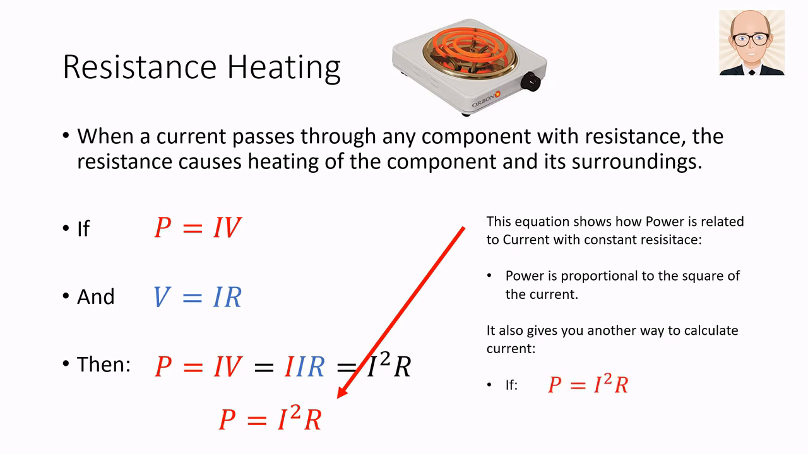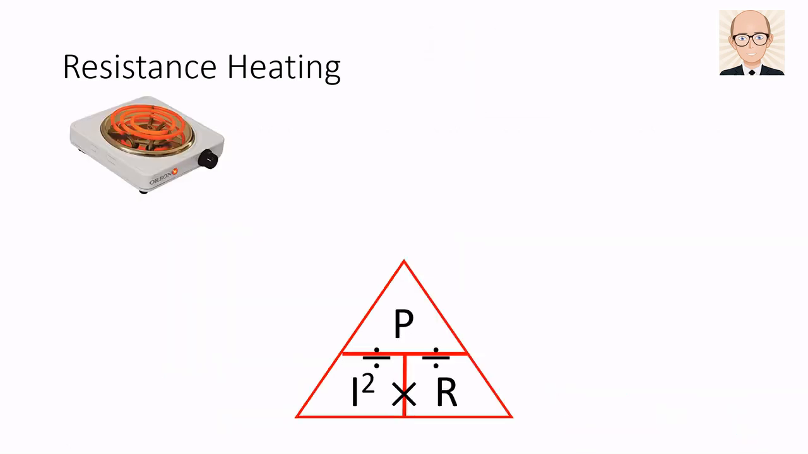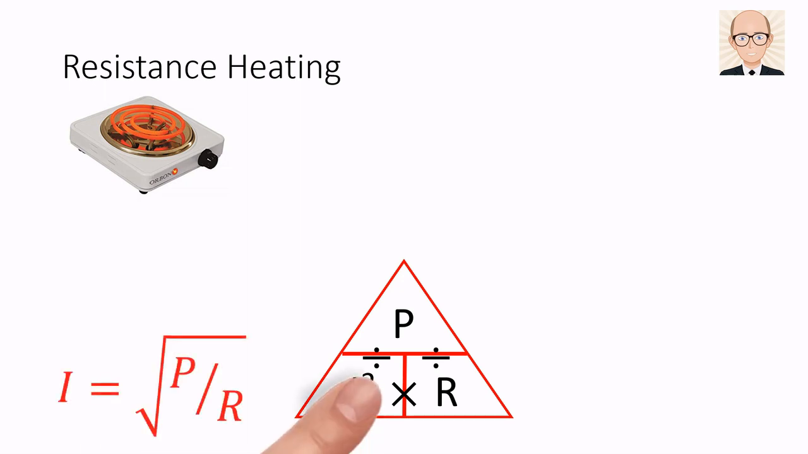This new equation also gives us another way to calculate the current through a resistor. By rearranging it to make current the subject, current can be calculated by taking the square root of power divided by resistance. The formula triangle for this equation can be used if you really need it, if you use P, I squared and R in this way. Then you can see that if you want the current, you'll have to square root P over R.